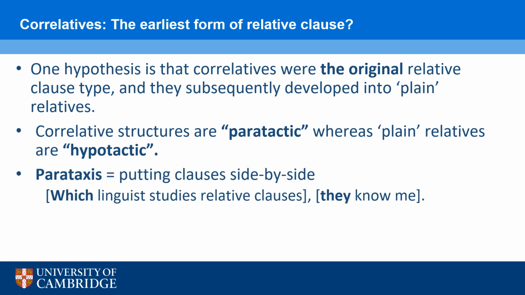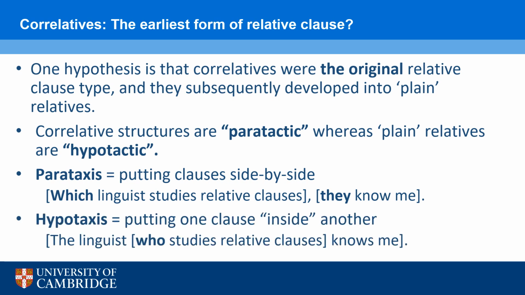Parataxis is basically where we put sentences or clauses side by side. So, if we take a look at an example that looks horrendously unnatural in English, but is more or less a direct gloss of the structures we see in the ancient languages, we get basically two syntactic units. Which linguist studies relative clauses? And they know me. I've used brackets to help demonstrate this. Even if there is some sort of semantic or pragmatic or even syntactic dependency between the two, they are, at the very least, side by side in a linear sense.